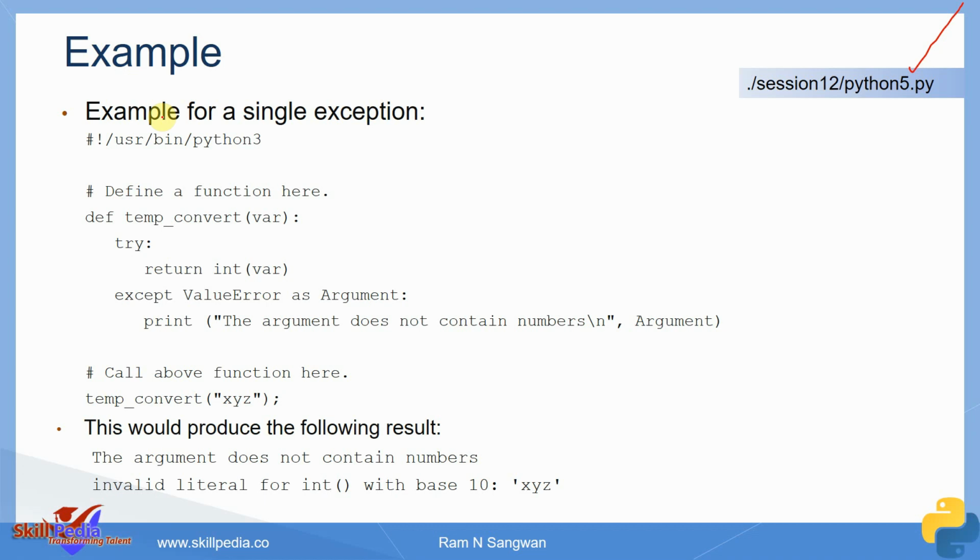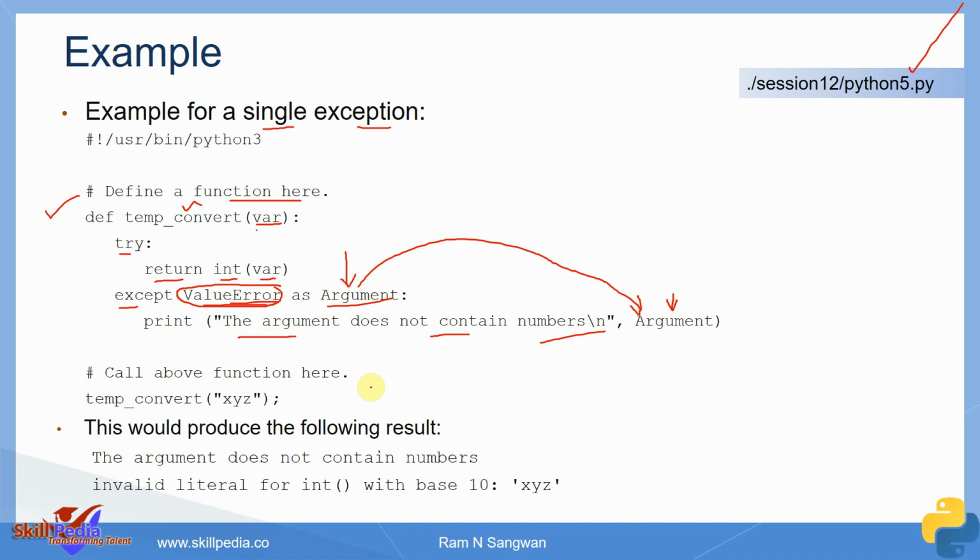Program number 5. Single exception. We are creating a function here, temperature convert, and you are passing a variable. Try: return the integer of the variable, except ValueError as argument. So if there is a value error, we pass this to our message, and we want to give a proper meaningful message along with the error name. So the argument does not contain a number, and we are passing the argument here, so that whatever you give as the argument will appear here in the message.